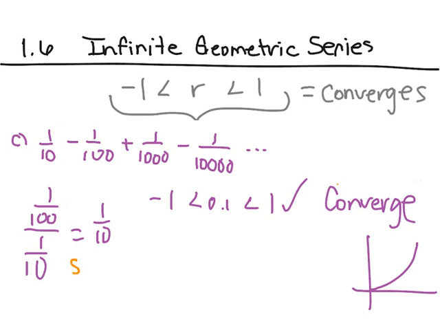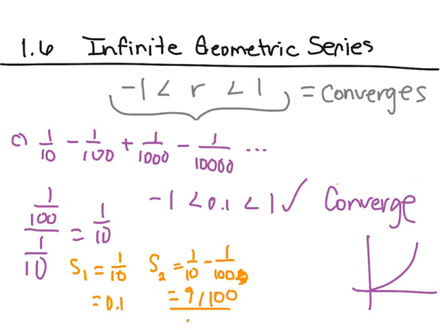Sum of 1 would equal 1/10, which equals 0.1. Sum of 2 is equal to 1/10 minus 1/1,000, which equals 9/100, which equals 0.09. Sum of 3 is 9/100 plus 1/1,000, which is 91/1,000, which is 0.091.